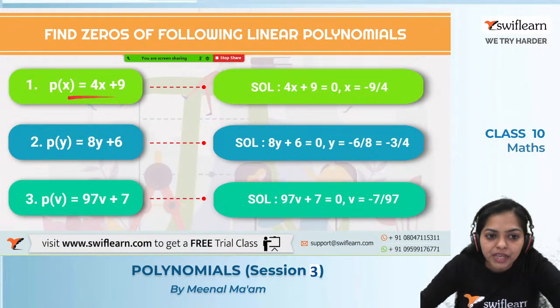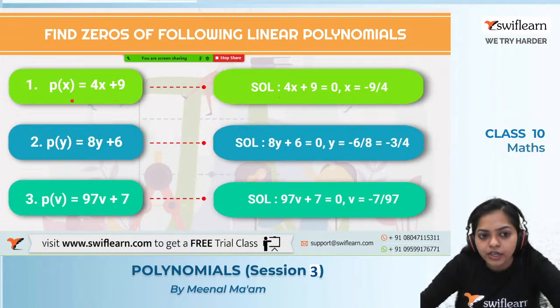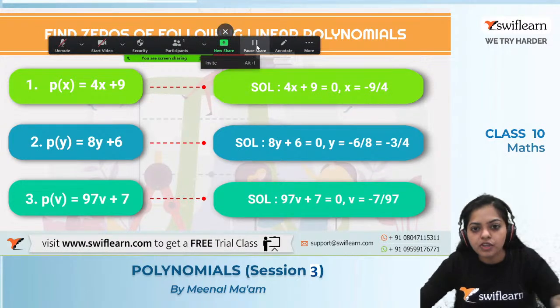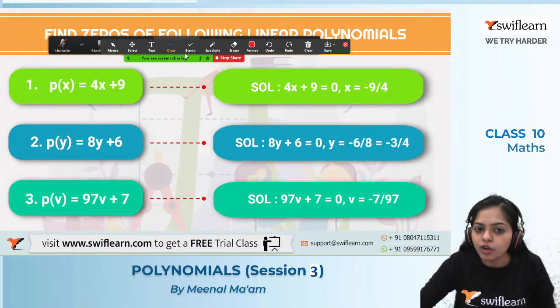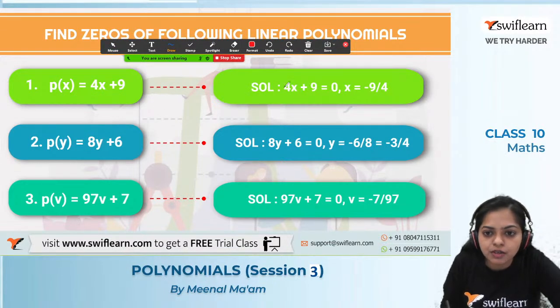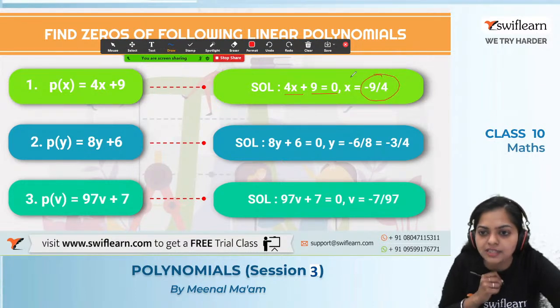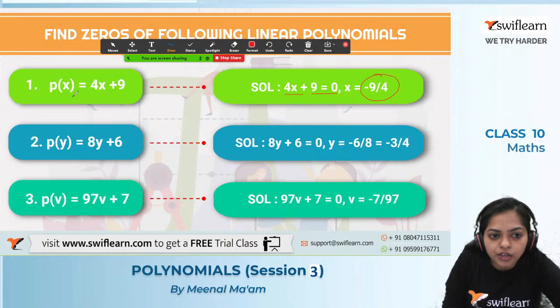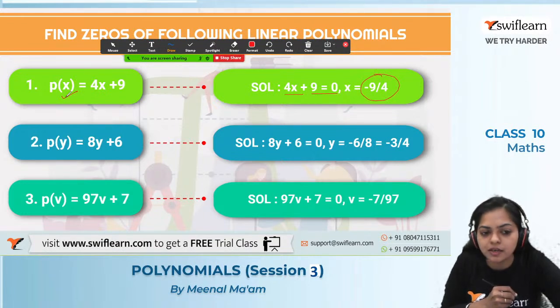Okay. So p(x) equals 4x plus n. To find the 0 of a polynomial, first we will put the polynomial equal to 0. So if I put p(x) equals 0, then 4x plus n equals 0, which shows x is nothing but equal to minus n by 4. So the 0 of this polynomial will be minus n by 4.